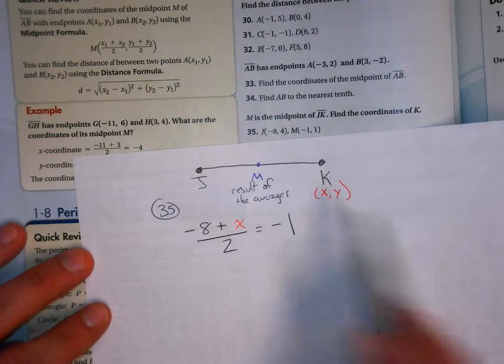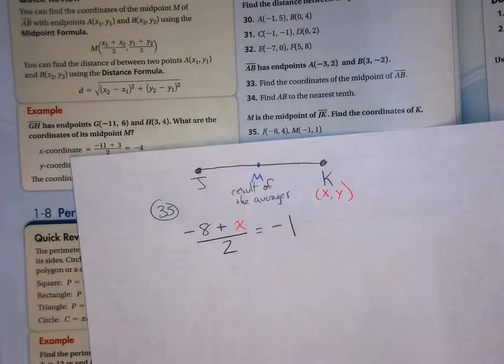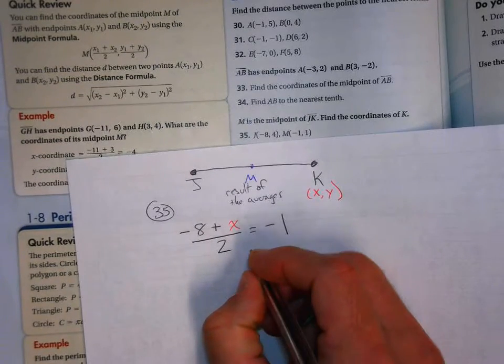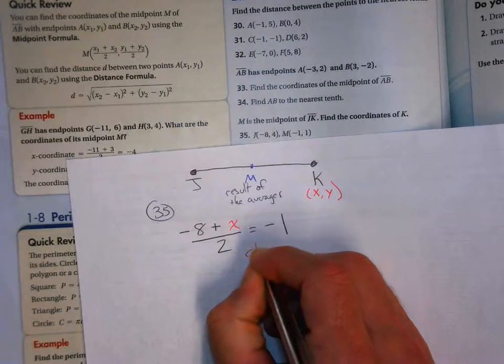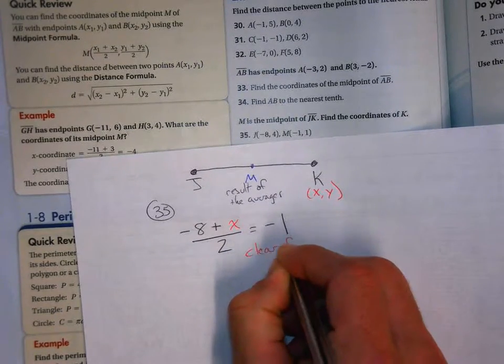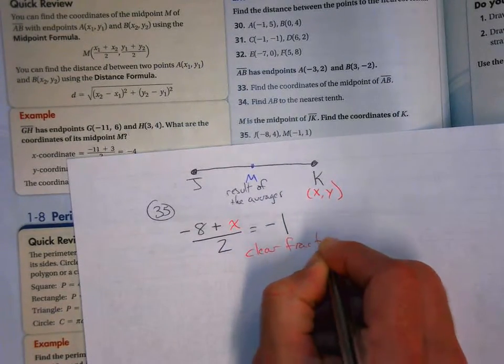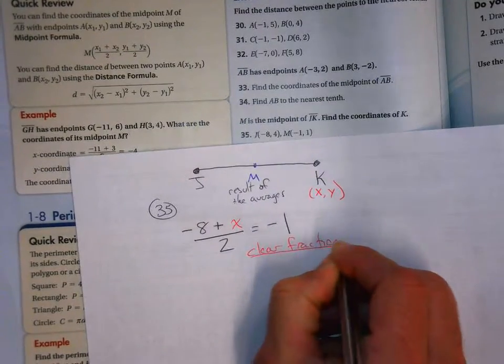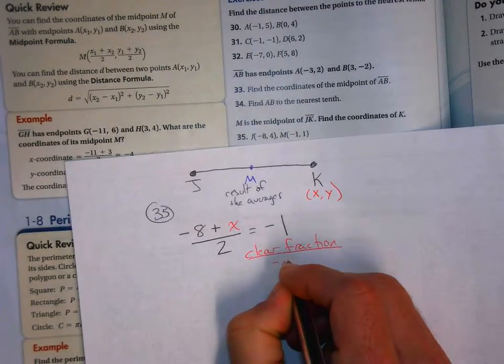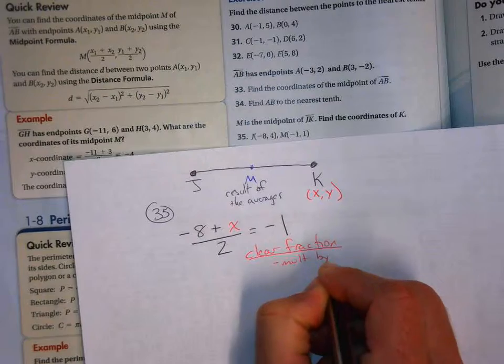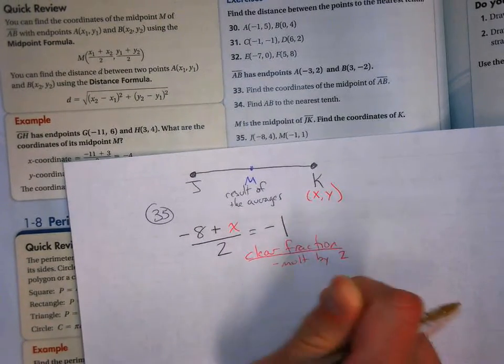Now we can figure out what the x-coordinate of K is. So how does this work? We have to solve this equation for x. We have x's and 1's and a whole lot of things going on. So the first thing we can do with this particular deal is to clear the fraction. Now, how do you clear fractions? You multiply by the denominator. So in this case, we're going to multiply by 2.